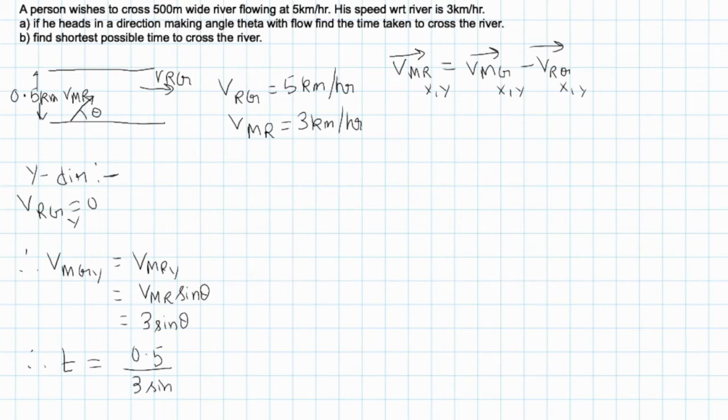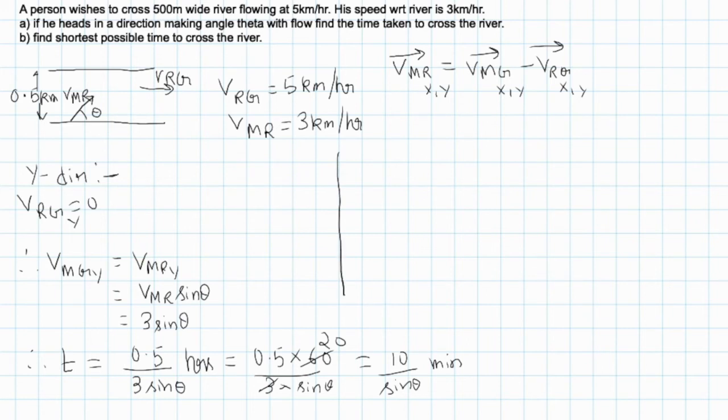This much hours. If we convert it into minutes, then it will be 0.5 into 60 by 3 into sine theta. So if we multiply this, we get 10 by sine theta minutes. Now this is the answer for your first part.